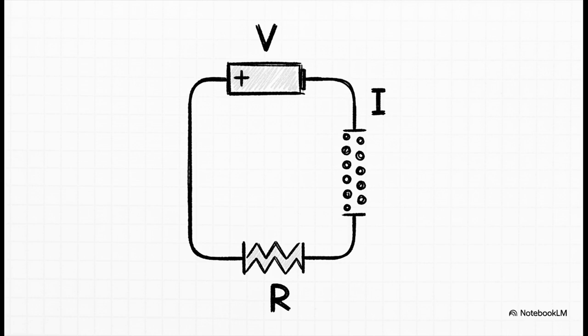Seriously, this little formula is the golden rule for so many electrical circuits. If you know 2 of these things, you can always figure out the third. It's the fundamental rule of the road for electricity on the move.